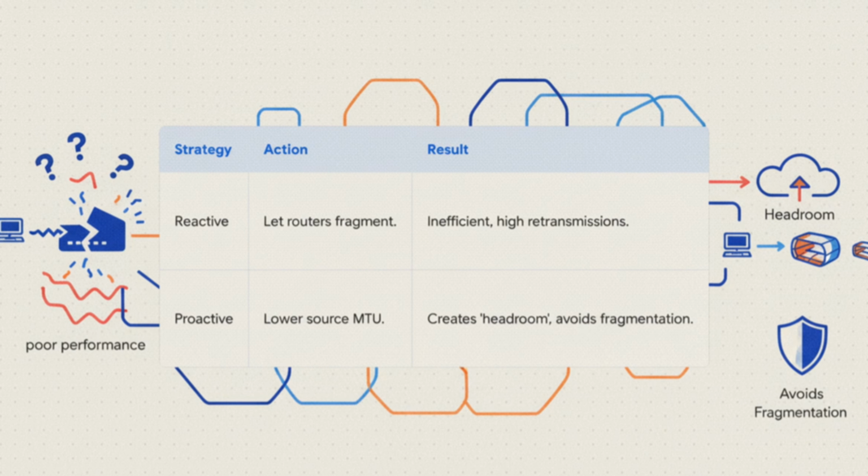So, what is the big lesson here? Really, there are two ways to deal with this. You can be reactive and just let routers downstream chop up your packets, but as we've seen, that's inefficient, it's fragile, and it leads to terrible performance. Or you can be proactive. You can manually lower the MTU on your own machine. This creates that critical headroom for things like VPNs. It dodges the fragmentation penalty, and most importantly, it works even when that clever Path MTU Discovery system is broken.